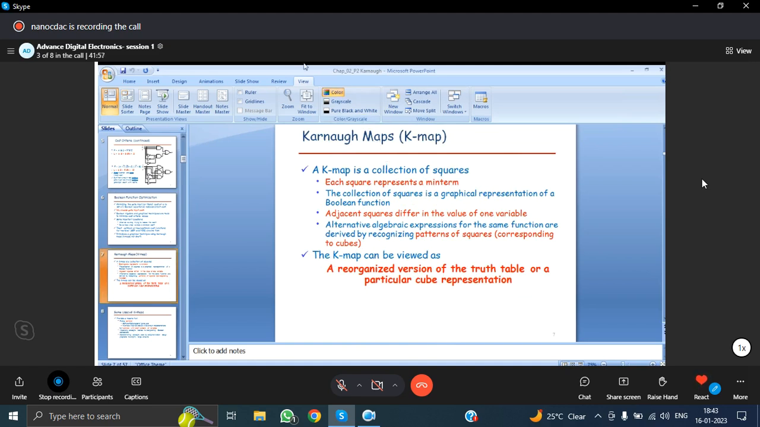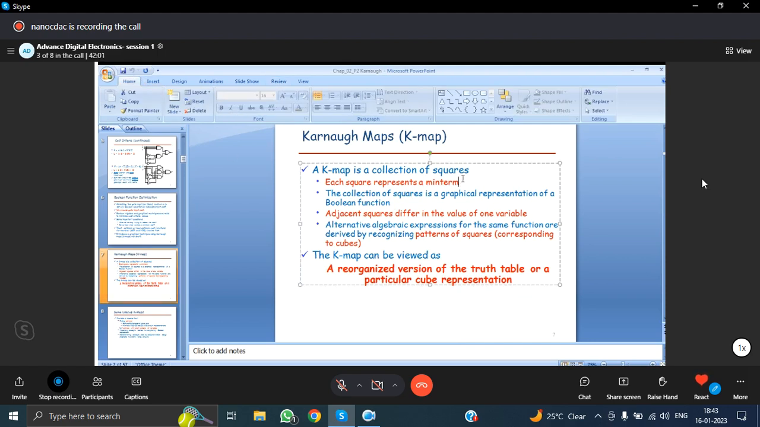Okay, so what is this KMap? KMap is nothing but a collection of squares. Here each square is representing a min term. Okay, a collection of squares is a graphical representation.